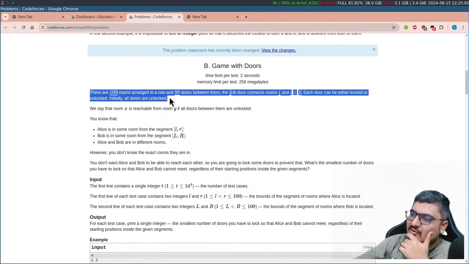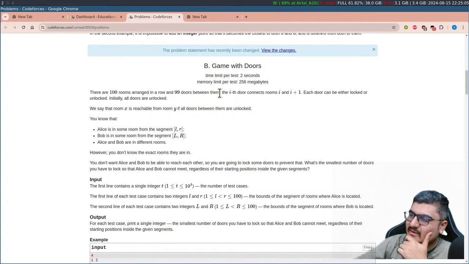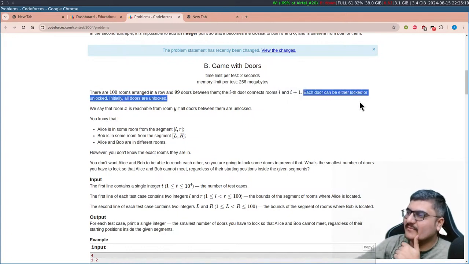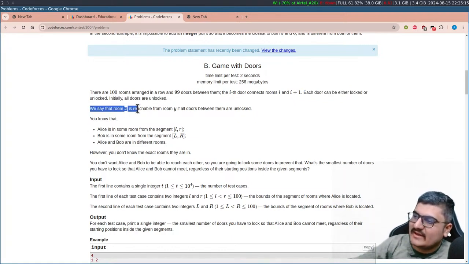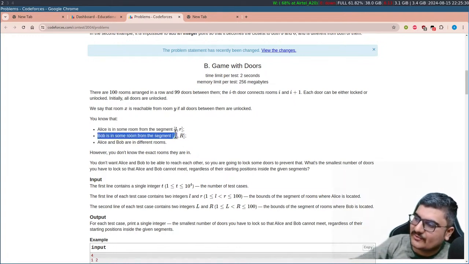It says there are 100 rooms arranged in a row and 99 doors between them. The ith door connects rooms i and i plus 1. Each door can either be locked or unlocked. Initially, all doors are unlocked. We say that room X is reachable from room Y if all the doors between them are unlocked. We know that Alice is in some room from L to R. Bob is in some room from segment L to R. Alice and Bob are in different rooms.